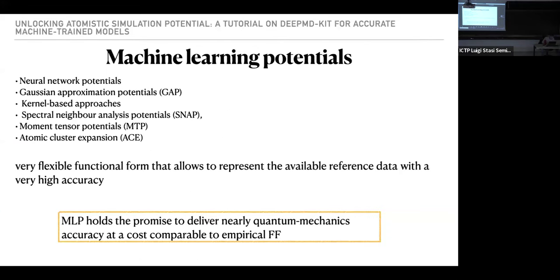I've never heard of SNAP. Well, this was, I think, some years ago, but this is just a list of different methods. The most important are neural networks, GAP, of course. Then you have kernel approaches, like regression, stuff like this. And then you have this new ACE, MACE, and stuff like this by Gabor that are really, really powerful.